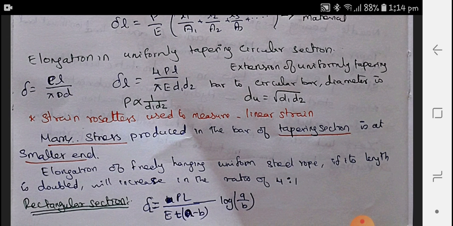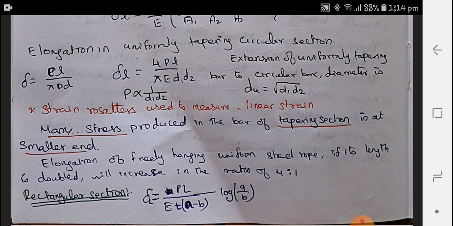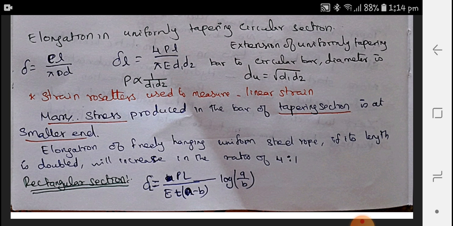And the maximum stress produced in a bar of tapering section is at the smaller end. This you have to note down. The smaller end is subjected to more stress. We know that stress is equal to load by area. Since the area at the smaller section is very small, the maximum stress is concentrated on the smaller end. The bigger end obviously has a bigger diameter and huge area, so the stress is less. Next, the important note is that for the elongation of a freely hanging uniform steel rope, if its length is doubled, the elongation will increase in the ratio of 4:1.